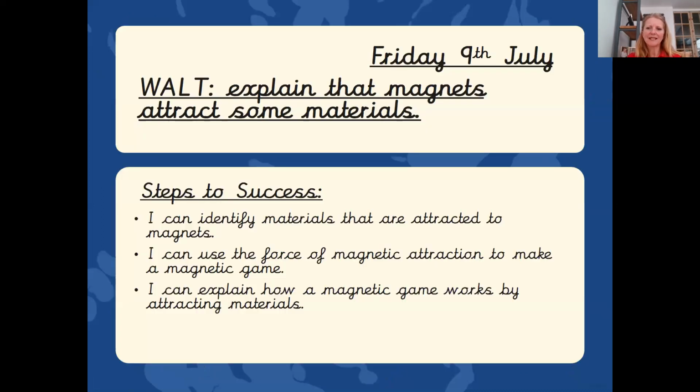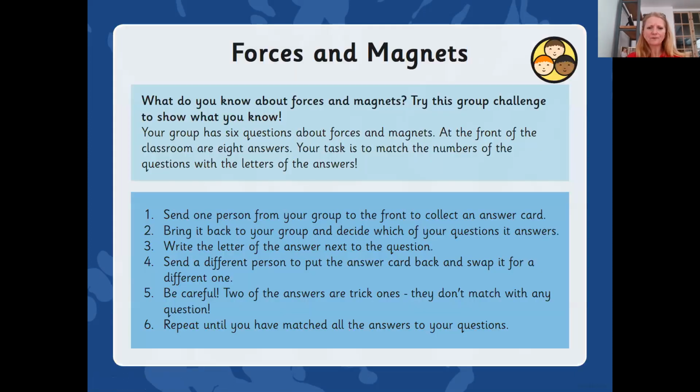Okay, so here's today's date, and the WALT is to explain that magnets attract some materials. Your steps to success: I can identify materials that are attracted to magnets, and also, I suppose, the ones that aren't. I can use the force of magnetic attraction to make a magnetic game, and I can explain how that game works. Okay, so don't worry about doing the date and WALT today. This is going to be really a making session and an investigating session today.